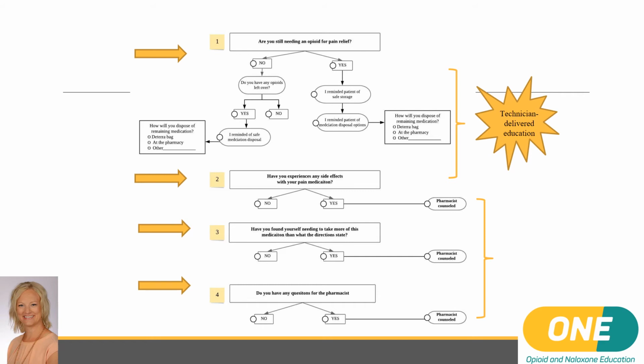This is what the screening form looks like. Number 1, are you still needing an opioid for pain relief? If the answer is no, then the pharmacy technician would ask, do you have any old opioids left over?